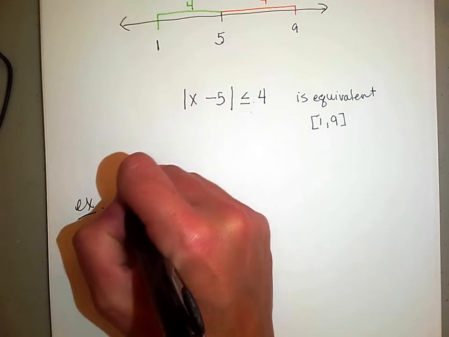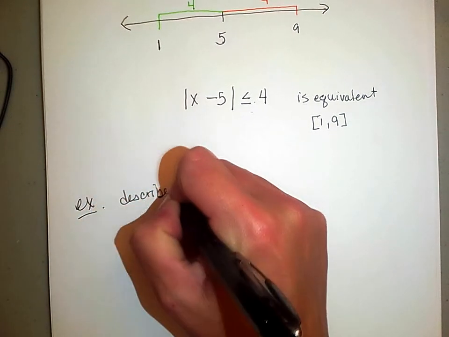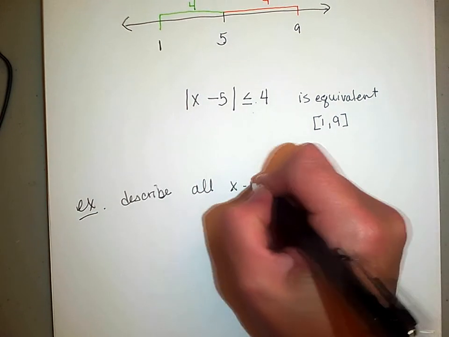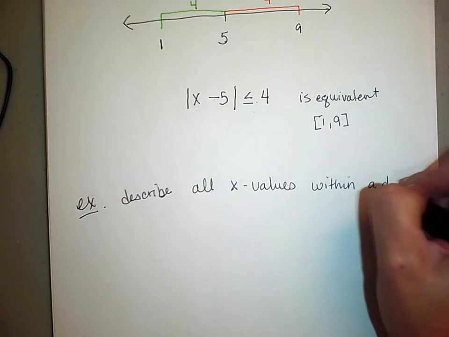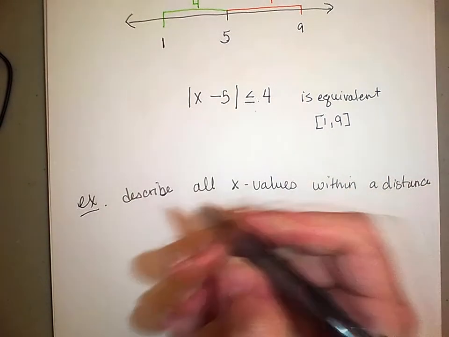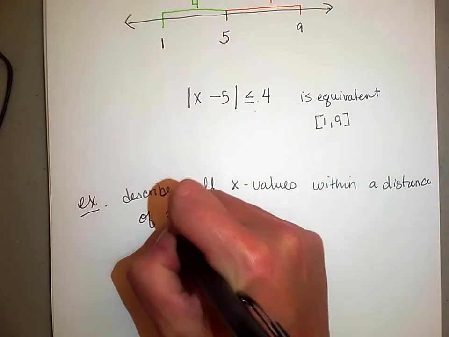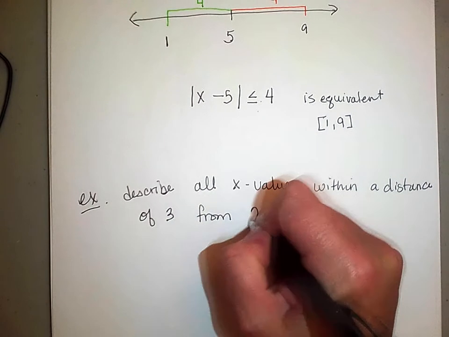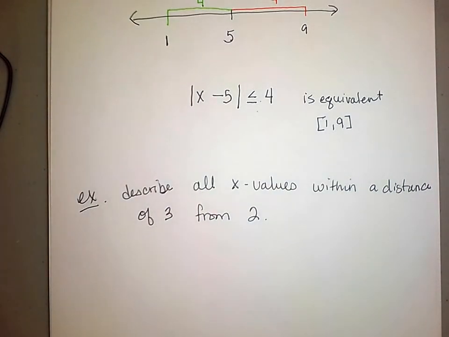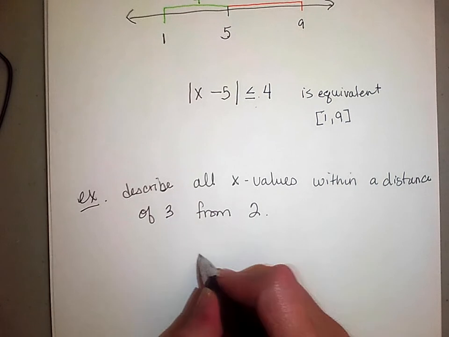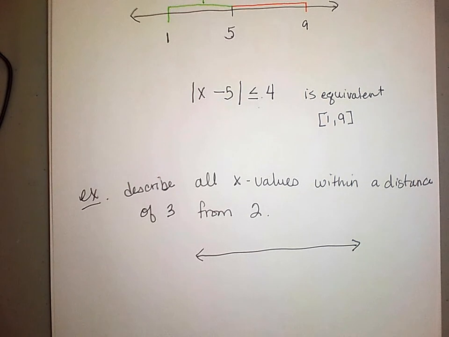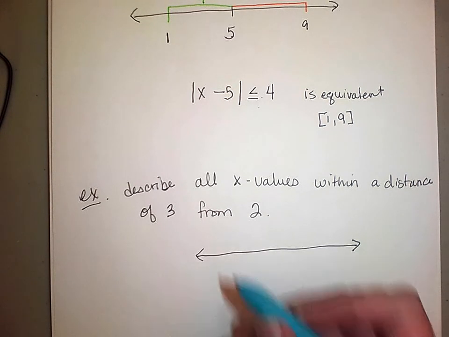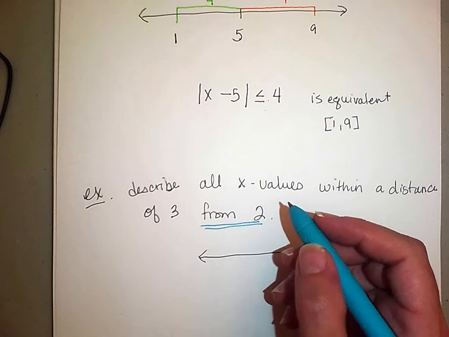So we could then describe all x values within a distance of 3 from 2. Okay? So if we want to do that without having to write all those words down, let's set up a number line so we can understand the situation. Okay?